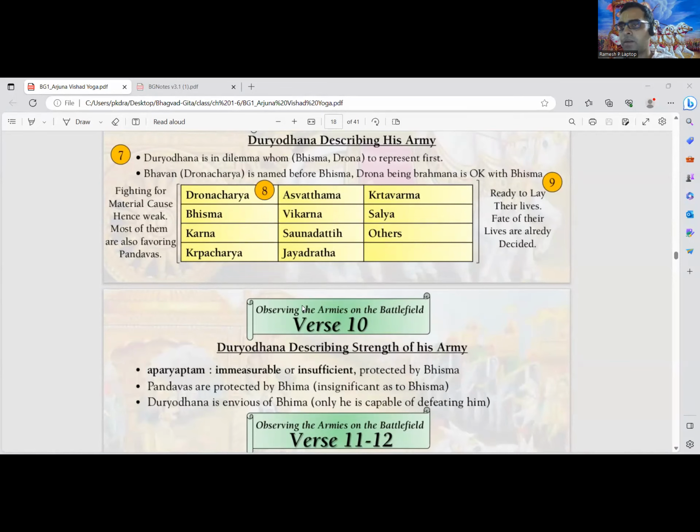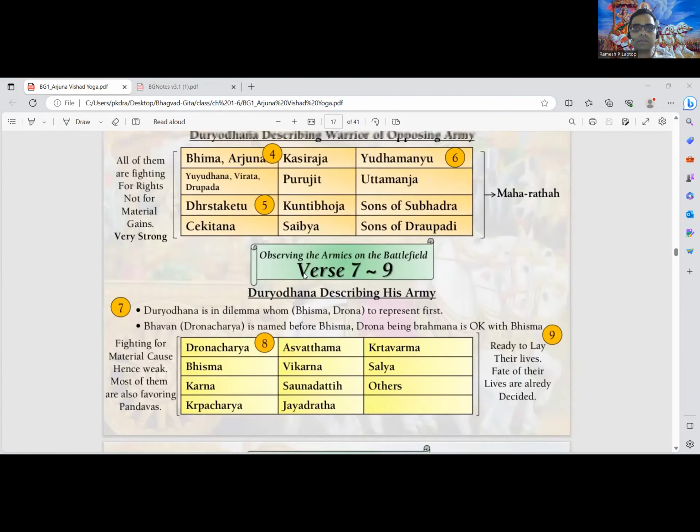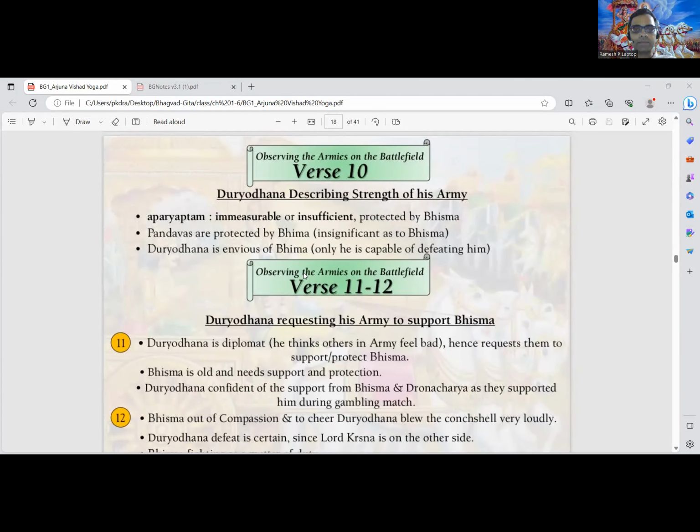And post that, Bhishma, to boost Duryodhana, blew his conch shell, to boost the energy levels of Duryodhana. And one more thing here: Duryodhana was confident that Bhishma and Drona would be on his side. Do we know the reason?